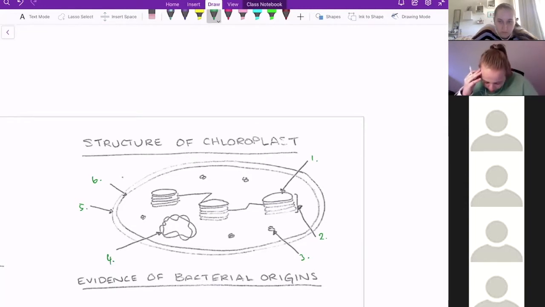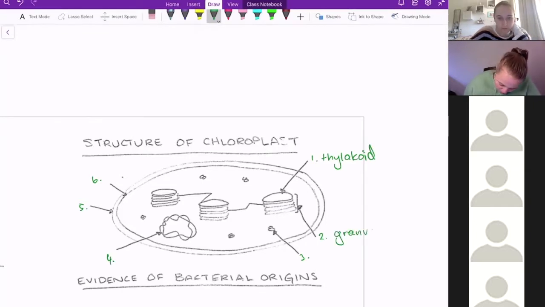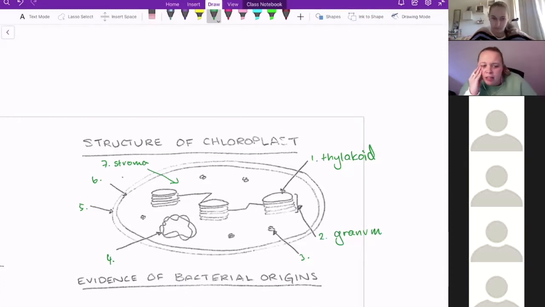Okay, so number 1 is referring to one of those things. You're going to have to tell me the number, but I'm presuming you said this. I've got that one there. You can be really tricky and give me 6 or 5 or 4 or anything like that. So I've got my granum. Which one is the stroma? Oh, the stroma isn't labelled, is it? So I'm going to put a 7. Here's my stroma.